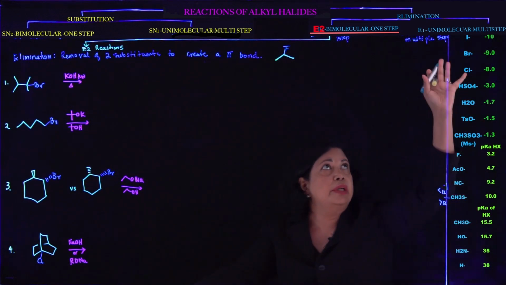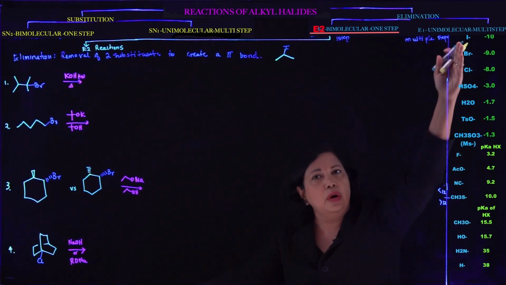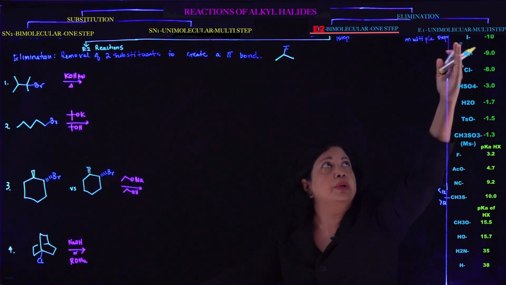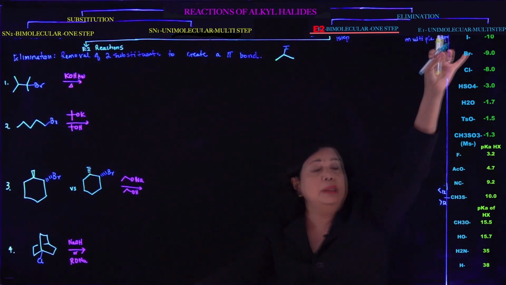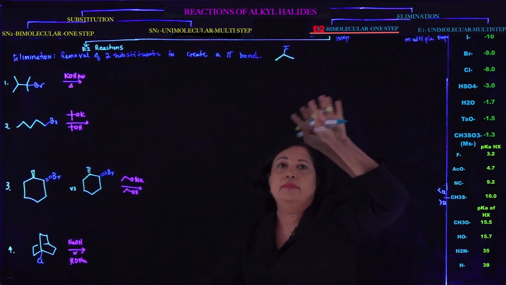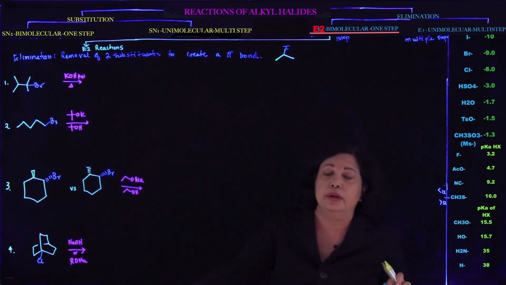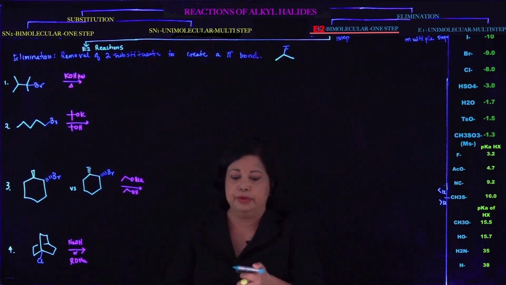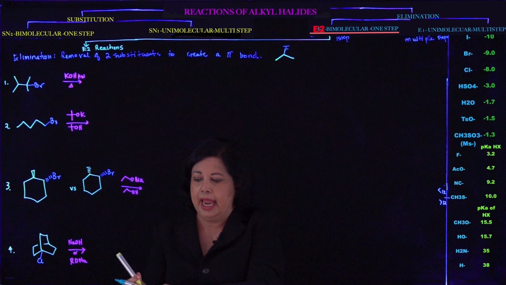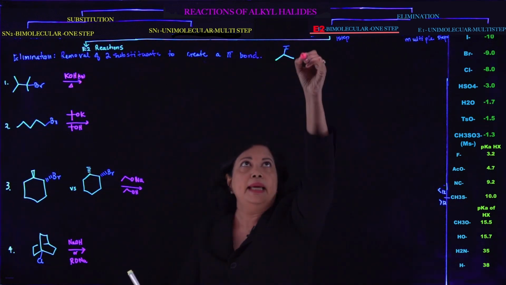And we have here a chart of your leaving group and the pKa's of that. Lower the pKa, better the leaving group. That's a very important thing here. Leaving group ability is going to affect the rate of this reaction. Let's say we add to this a base.